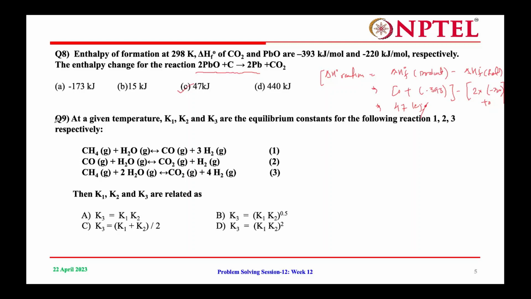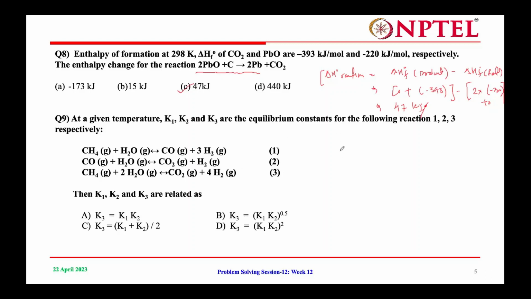Now moving to question number 9. At a given temperature, K1, K2 and K3 are the equilibrium constants for the following reactions 1, 2 and 3 respectively. The chemical reactions are given here. Then K1, K2 and K3 are related as. Let's see how to solve this one. So these are chemical reactions number 1, 2 and 3.